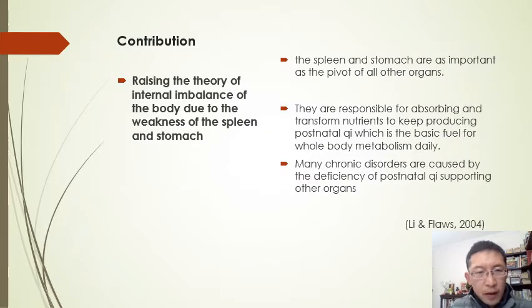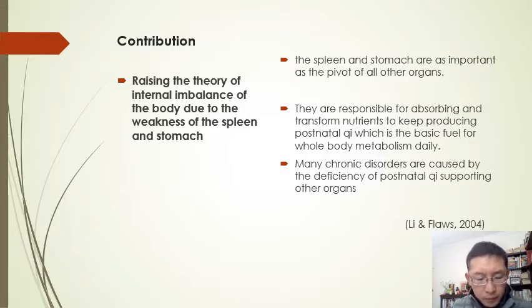So first, the contribution to TCM. I think the most important one is he raised the theory of the internal imbalance of the body due to the weakness of the spleen and the stomach. He emphasizes that these two organs are as important as the pivot of all other organs, whose functions are determined by them. So the two organs are responsible for absorbing and transforming nutrients to keep producing postnatal qi, which is the basic fuel for the whole body metabolism daily. And many chronic disorders are caused by the deficiency of postnatal qi, supported by these organs.